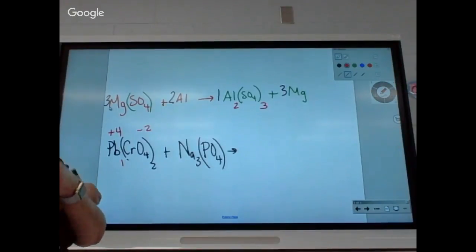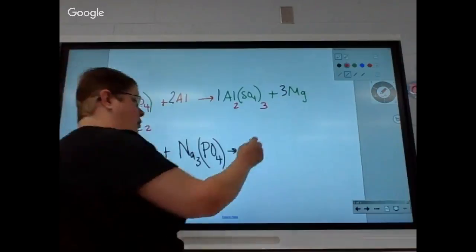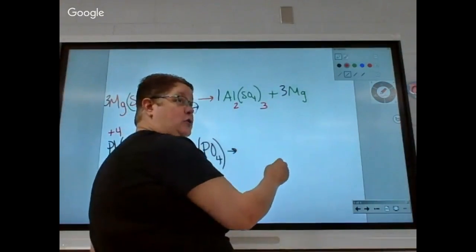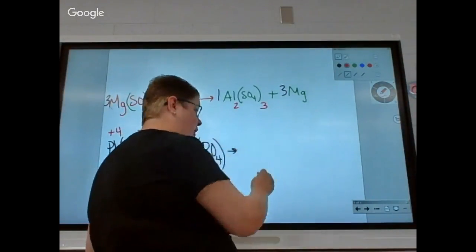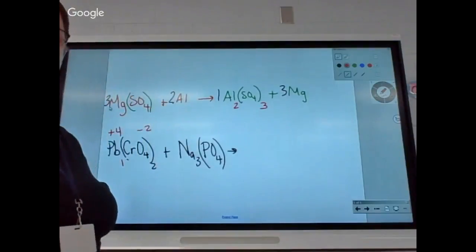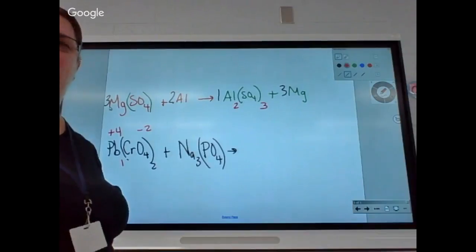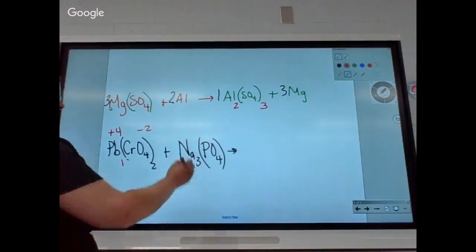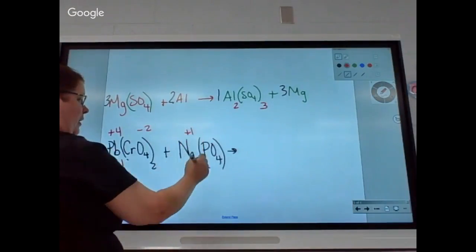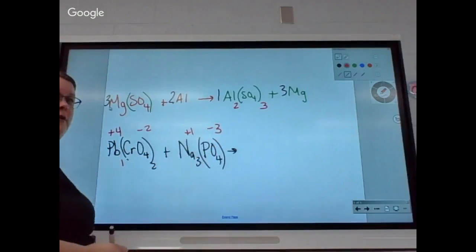But we need the original oxidation number so that on the product side, we can use the original oxidation number to predict the products for crisscrossing purposes. Okay, that's the only reason we need it. We just need to know what it is. So Na has a 1 and phosphate has a -3. So who's switching?